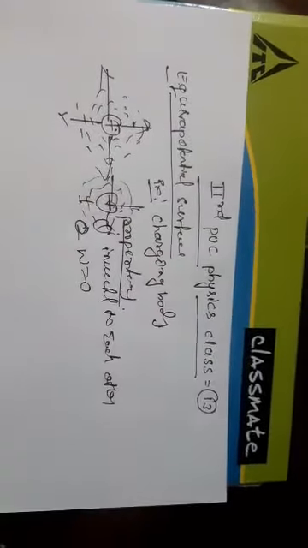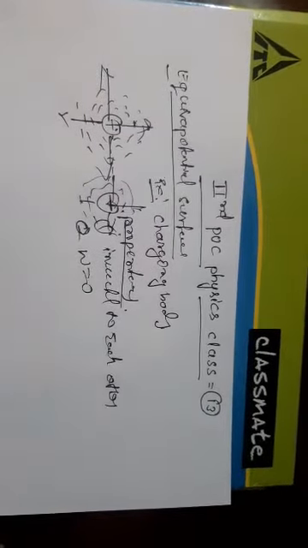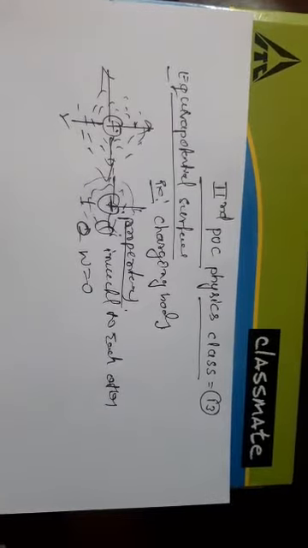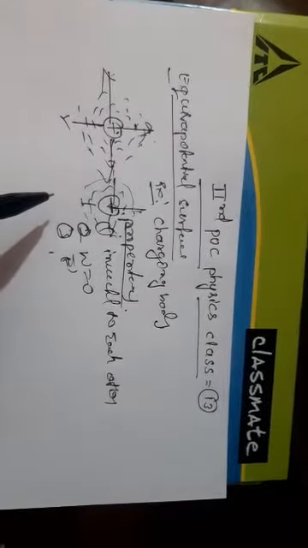The second property is that the work done is zero in moving a positive test charge over the equipotential surface. The third is the direction of electric field lines, whether diverging or converging. The direction of the electric field lines is always normal to the equipotential surface.